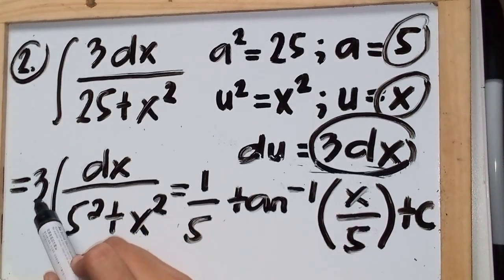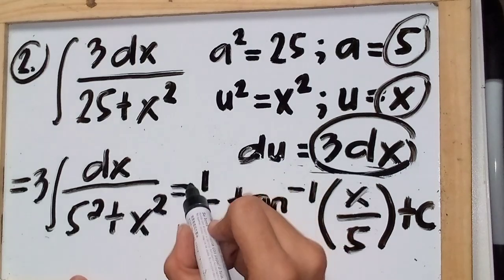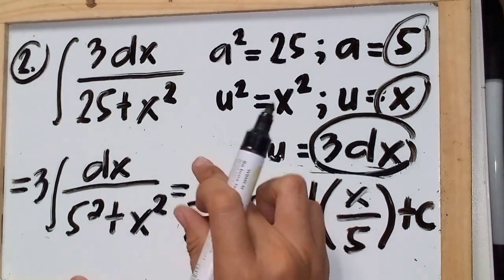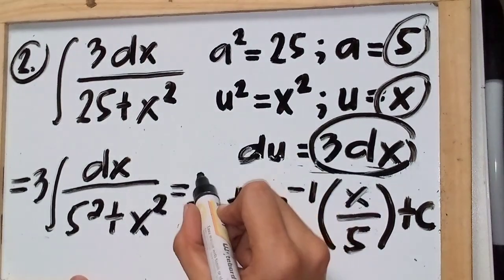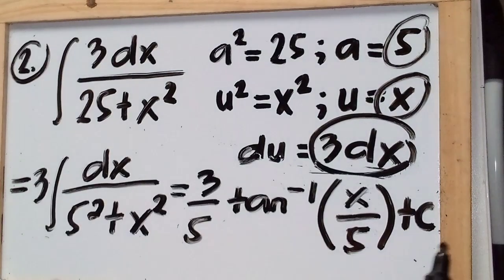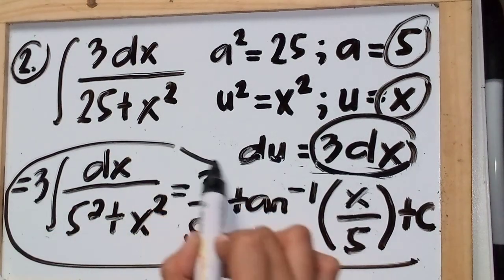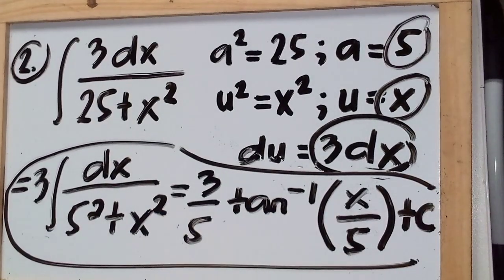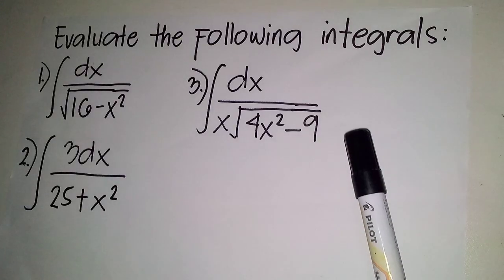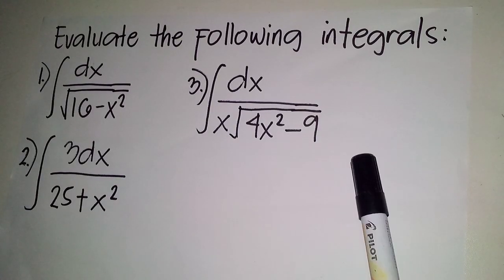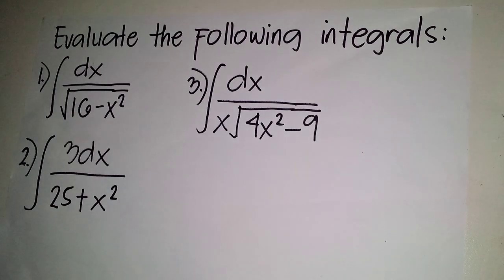Since we have 3 here, let us put 3 here, and then 3 times 1 is 3, so that it will become 3/5 now. So here is the final answer. That's how we get the integral for the arctan. And for our third equation, try to evaluate this integral.